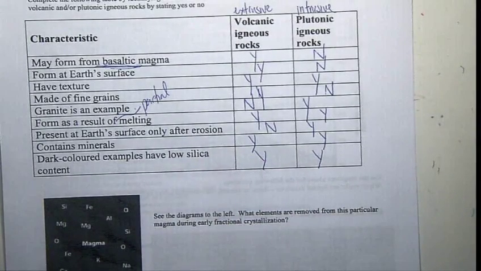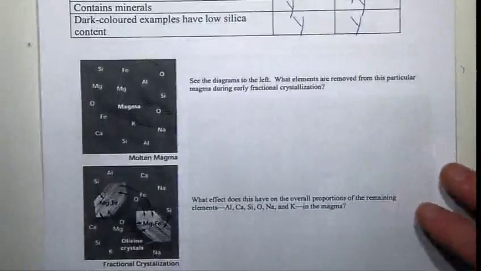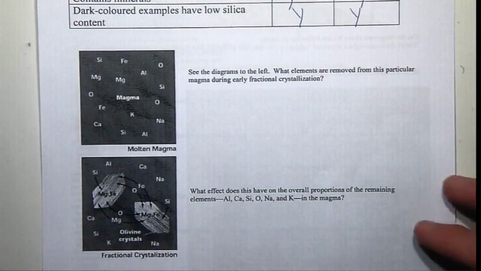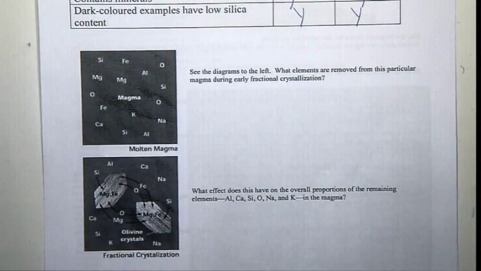We okay with those? Okay, just two more. Yeah, we're doing fine. So check out this diagram at the left. It wants to know what elements, like in the periodic table, are removed from this particular magma during early fractional crystallization. So it's a magma, it's all molten. Early on, it's going to start to form minerals. So what elements will be removed to make what minerals?